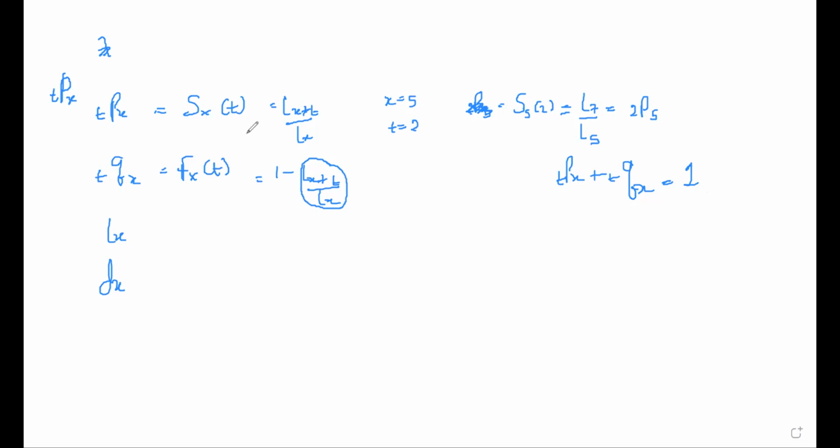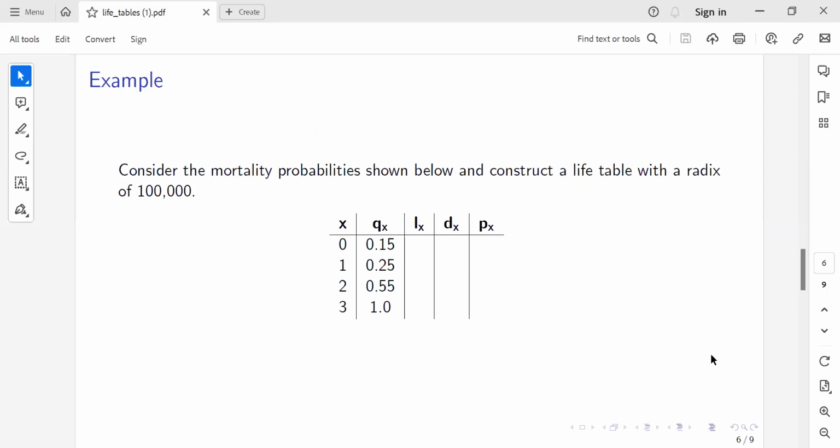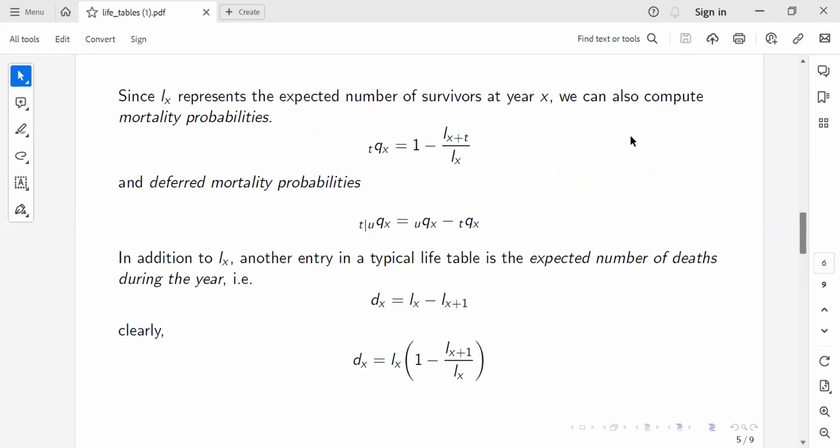Let's go back to the slides or our notes. So what I've explained is here, tqx is here. Now there's this, we call this deferred mortality probability. We'll skip it for now. Maybe if you come to BTech, if you come and do top up, then we can look at this one.